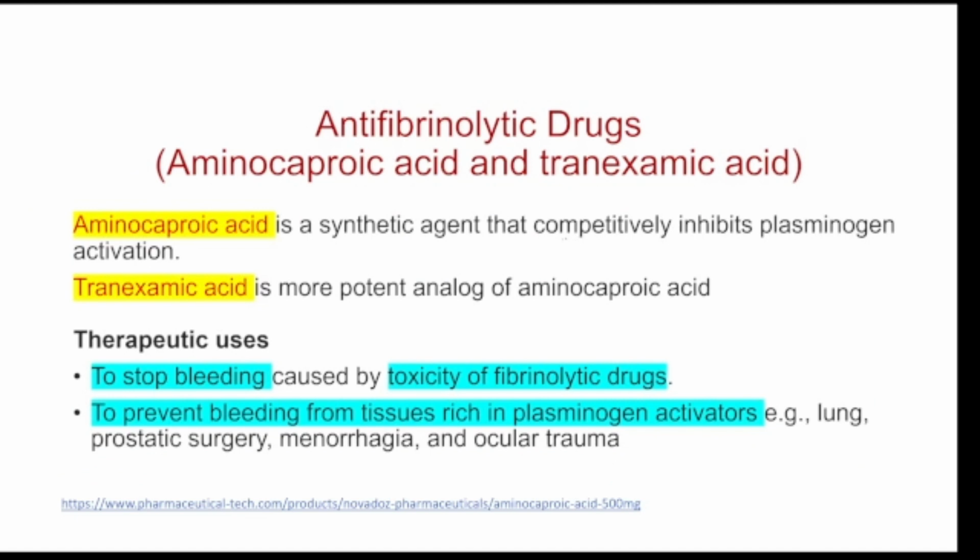Aminocaproic acid competitively inhibits plasminogen activation. The same applies here. This medication may be used to stop bleeding due to the toxicity of a fibrinolytic. It could be used for some ocular trauma or lung surgery.